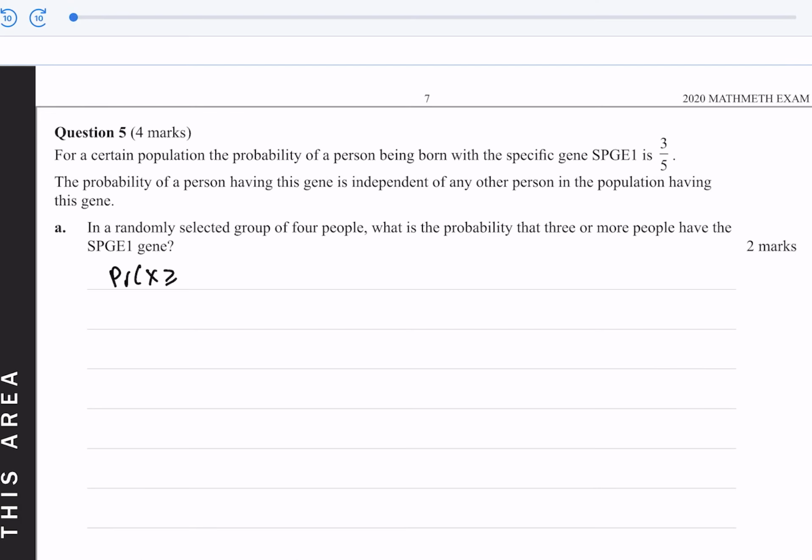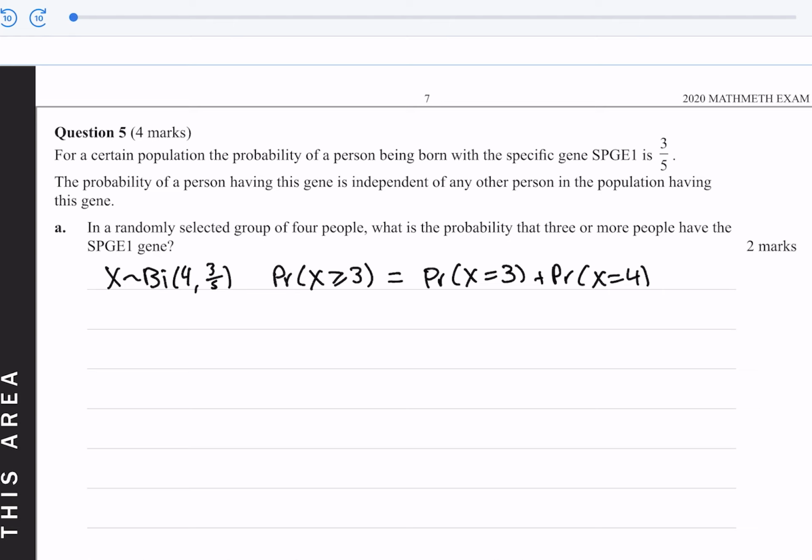Here we have to first make sure we actually define what x is, because a lot of people like using x, including me. So you have to first define that x is a binomial variable. The sample space is 4, the probability of success is 3 out of 5, or 3/5. And since the sample space is 4, the probability that x is greater than or equal to 3 is 3 or 4. So it's probability x equals 3 plus probability x equals 4.